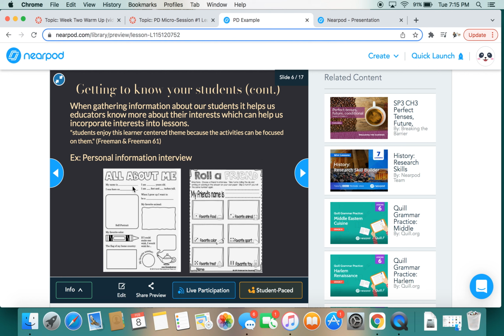So one example of this, as I said, is a personal information interview. Students would be paired up. They would fill out personal information for their partner, and then they would present it to the classroom and tell us what they learned about their classmate, their friend, their peer. That way we are all able to know and learn more about our students along with everyone else.